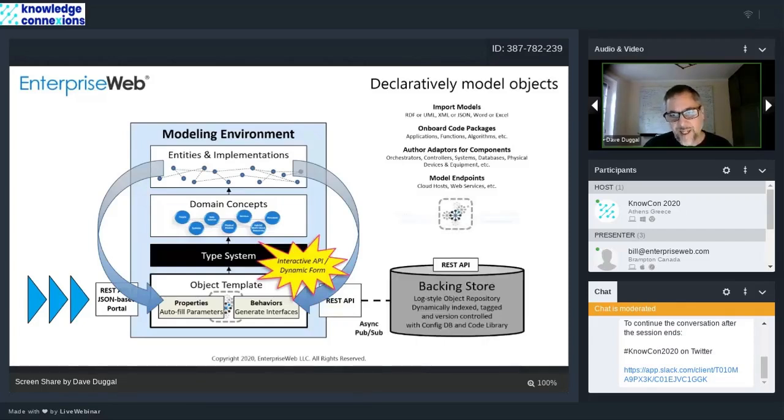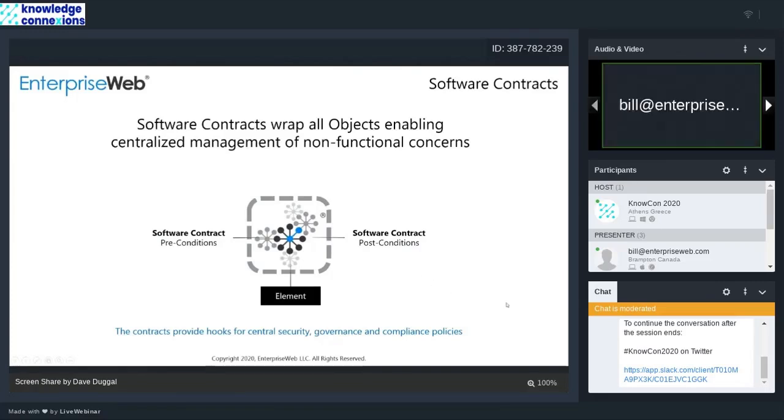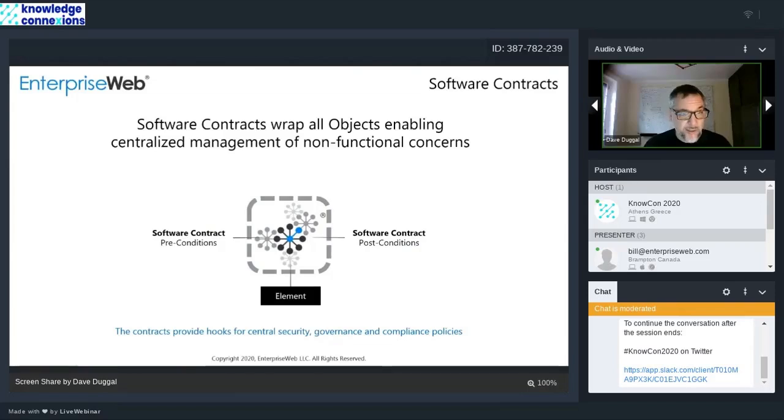All of the objects are then persisted in a cloud-native backing store as immutable objects. This method is essentially a model-driven process itself, using the same system technology. It supports version control as well, so you can pass through your updates and upgrades, and it will version all of this in our system. We wrap all of our objects in software contracts, which provide hooks for security, governance, and compliance policies.